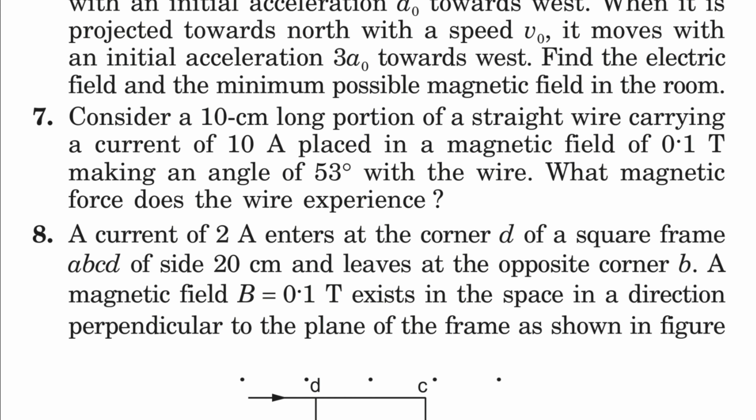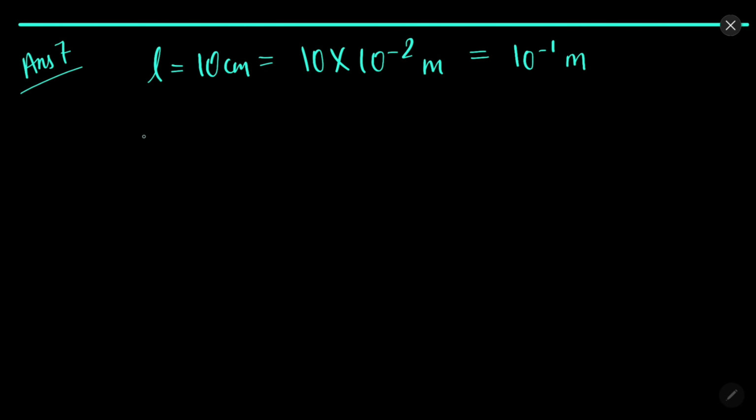In question 7, consider 10 cm long portion of straight wire carrying some current placed in magnetic field of 0.1 Tesla with 53-degree angle with wire. What magnetic force does the wire experience? Seventh one. Length is 10 cm or 10 into 10 to the power minus 2 meters or 10 to the power minus 1 meter.